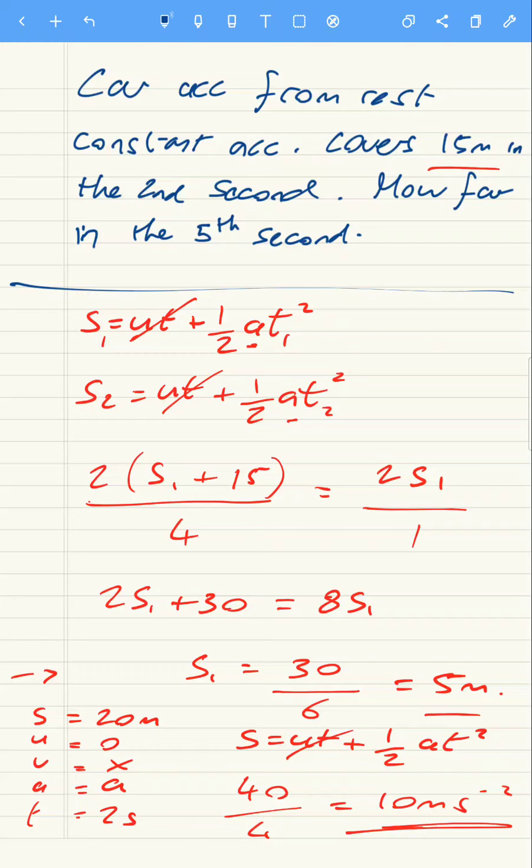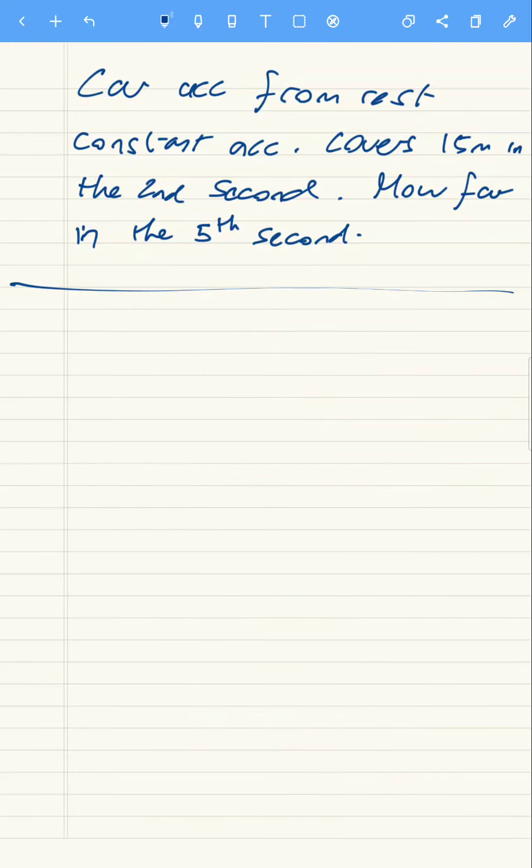Now we can figure out how far it travels in 4 seconds, how far it travels in 5 seconds, and subtract them. I know it's a bit long-winded, but so we're 10 metres per second squared. You can rewind that if you need it. So let's solve that again.